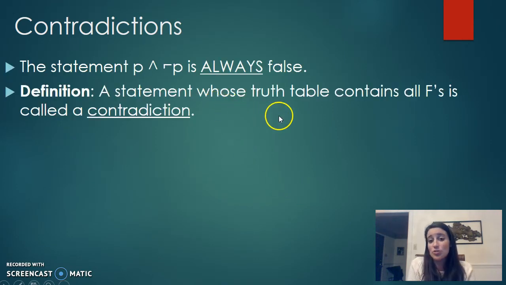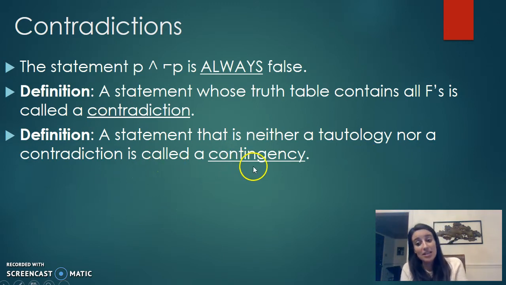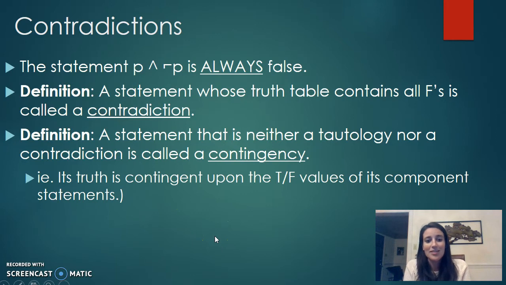And any statement whose truth table contains all false values is called a contradiction. A statement that is neither a tautology nor a contradiction is called a contingency because its truth values would be contingent upon the true-false values of its component statements.